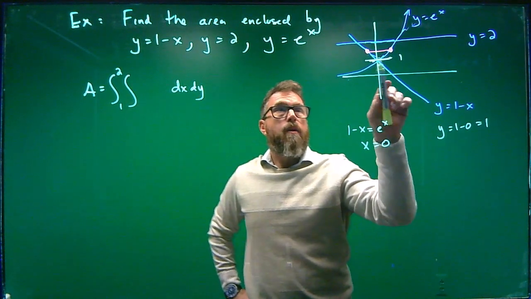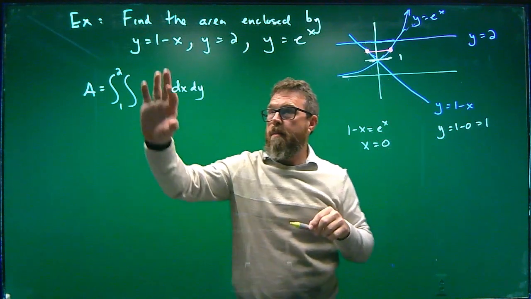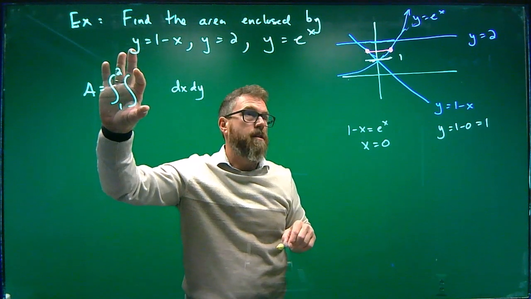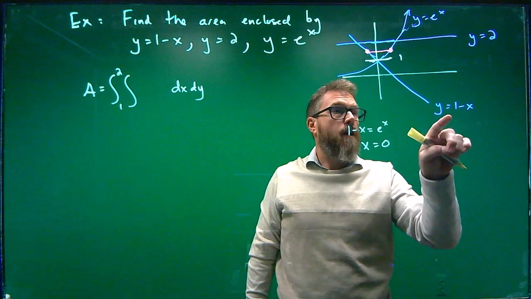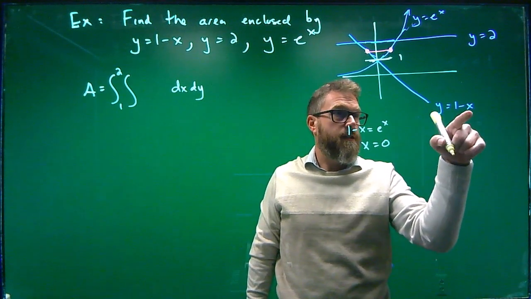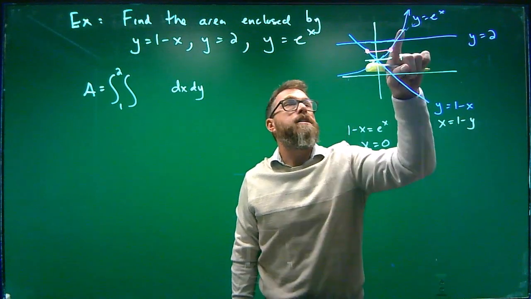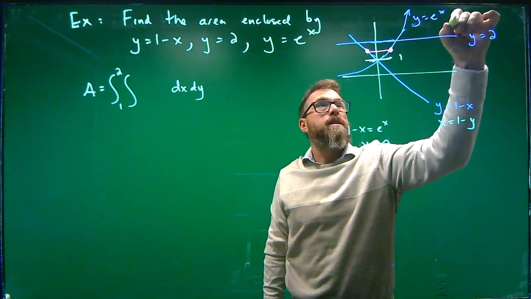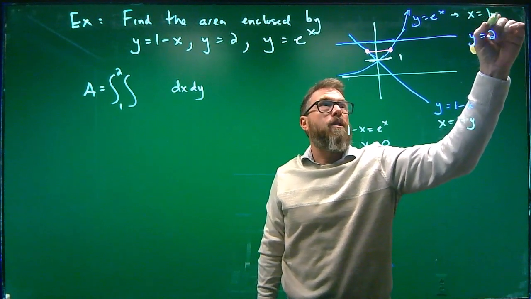Now, when I want to figure out what this left dot is, the minimum to the maximum bounds here for your x's, I'm going to have to solve these curves for x. So, solving this curve for x, let's just switch. So x is going to be equal to 1 minus y. And then similar here, if I want to solve this one for x, I'm going to have to natural log both sides. So x is equal to the natural log of y.